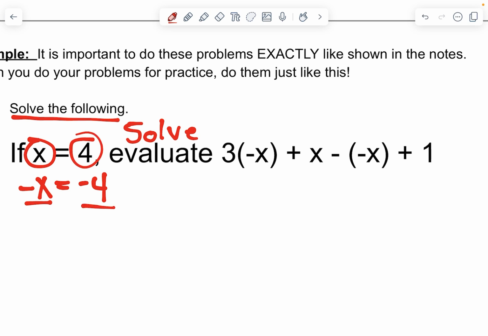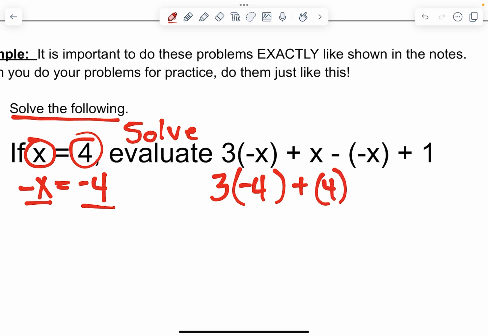I'm going to come over now, and I'm going to fill this in. I've got 3, and then you're going to notice it says negative x. So I'm going to grab that negative 4 plus x is 4 minus negative x is negative 4 plus 1. So it's really easy to fill in when you have the x and the negative x, and you need to do that for every problem. When you do your problems, make sure that you write the original problem, and then underneath it, go ahead and solve.